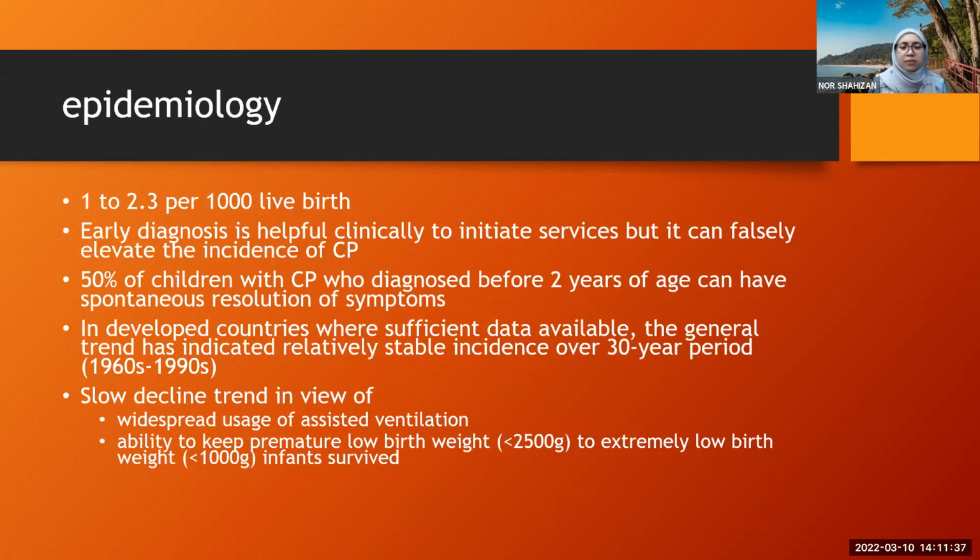In developed countries where sufficient data is available, the general trend has indicated a relatively stable incidence over a 30-year period, which shows a declining trend in view of the widespread usage of assisted ventilation, and also the ability to keep premature low birth weight infants, less than 2.5 kilo, to extremely low birth weight infants, less than 1 kilo, alive because of the modernization of the treatment for premature babies.